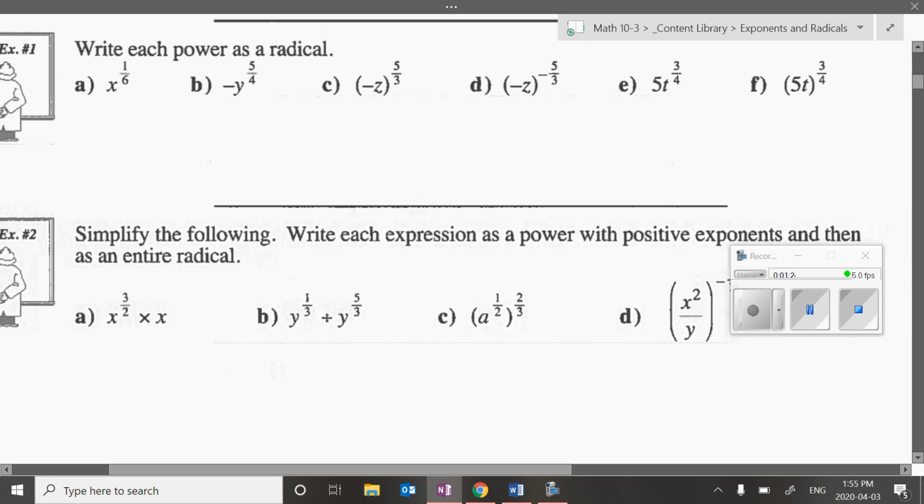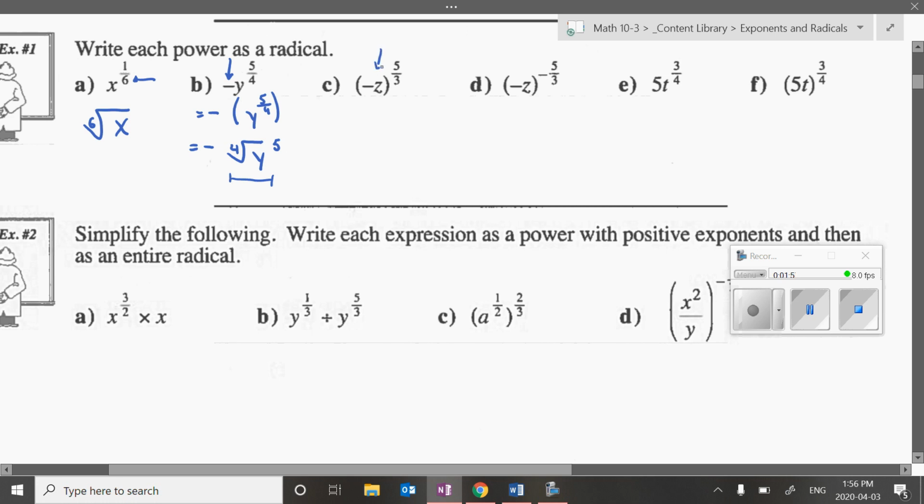X to the power of 1/6. The 6th is our root, so we get the 6th root of x. On this next one, really tricky with that negative. So remember, it's like that negative is hanging out front, and then we have y to the power of 5/4, which then gives us negative the 4th root of y to the power of 5. So it's like you would do your radical operation, or this portion of it, and then multiplying that negative.